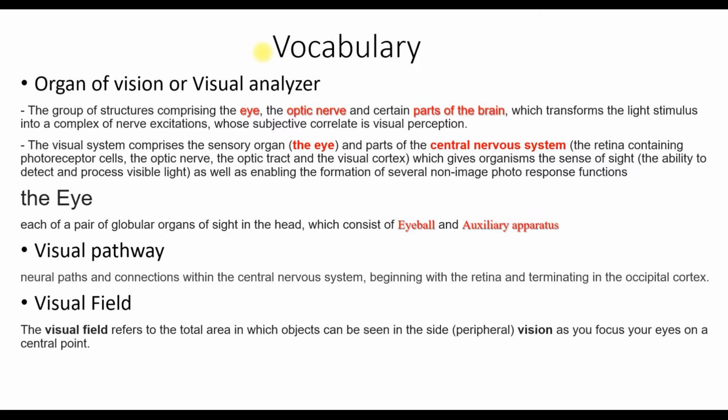The eye is the globe-shaped organ in the head which consists of the eyeball and auxiliary apparatus and helps us to receive visual information from the environment. And visual pathway. It has the neural paths which connect the eye with the brain to transmit the visual information from retina to the occipital cortex. And visual field. Visual field refers to the total area in which objects can be seen in the sight, peripheral vision, as you focus your eyes on the central point.